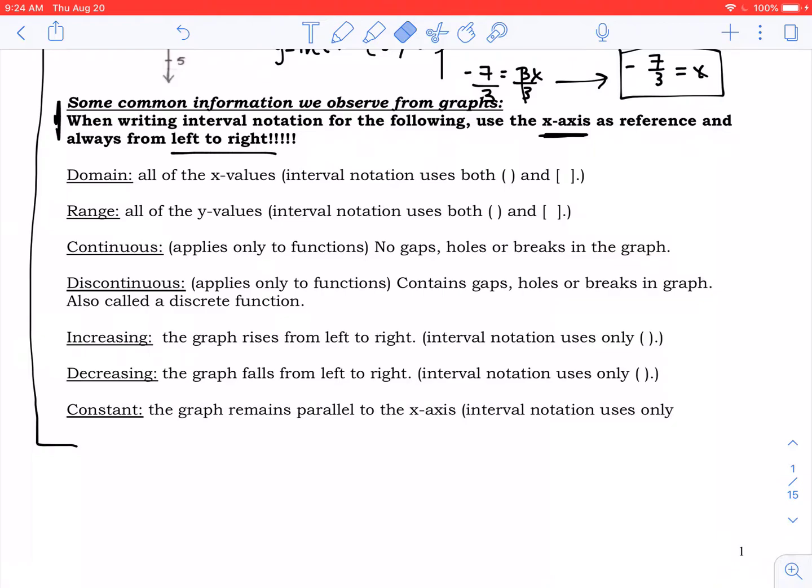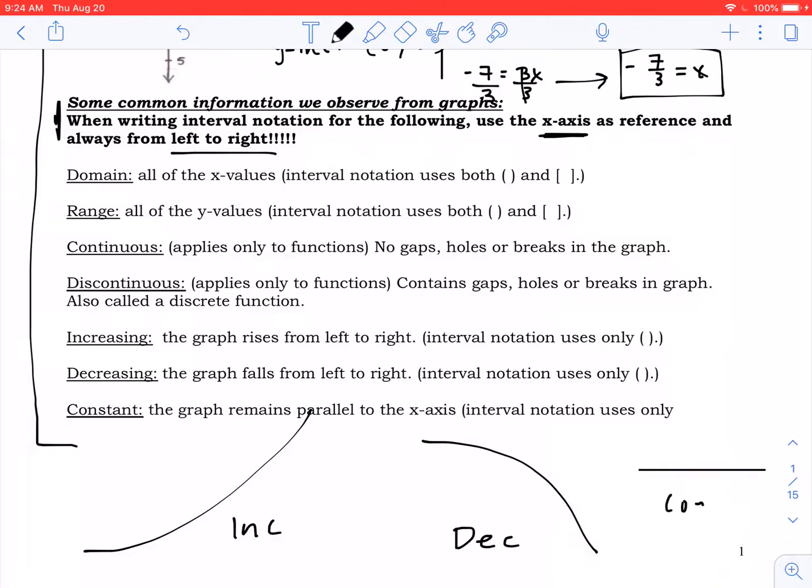And then increasing, decreasing, and constant. A function is increasing if it's rising from left to right. This would be an example of an increasing function. A function is decreasing if it's falling from left to right. This would be an example of a function that's decreasing. And a constant function is just a flat line. This would be constant. Okay? So this is what we mean when we say these things. But how do we specifically identify intervals where this is happening? So let's look at a few concrete examples, and then we'll end the video and start our next video.